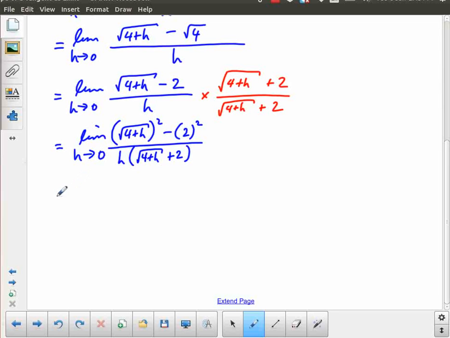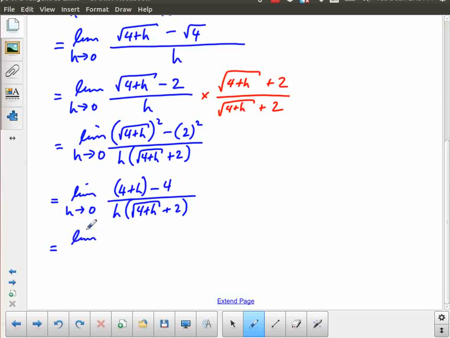Now, this definitely doesn't look better. It looks decidedly worse. But you're going to have to trust me that I'm taking us in this direction for a good reason. So the square root of 4 plus h all squared is simply 4 plus h. Minus 2 all squared is 4, times h multiplied by this more complicated factor. 4 plus h minus 4. 4 minus 4 is 0. So that's the limit as h approaches 0. 4 minus 4 is 0, leaving me only an h in the numerator.